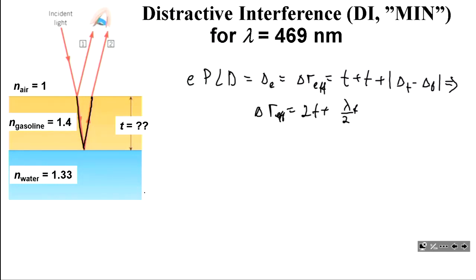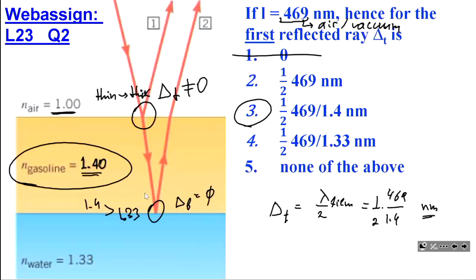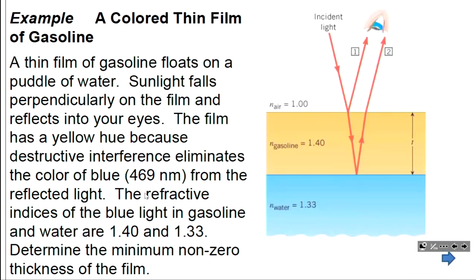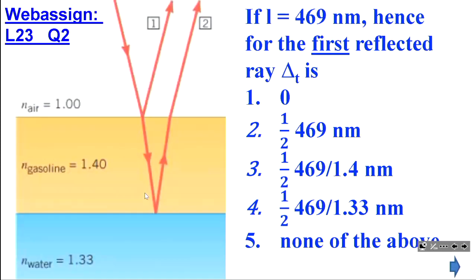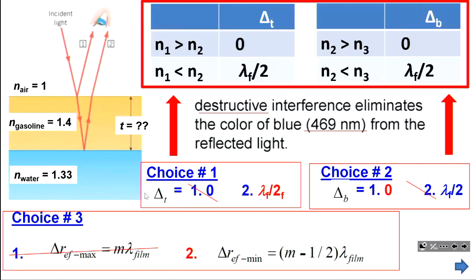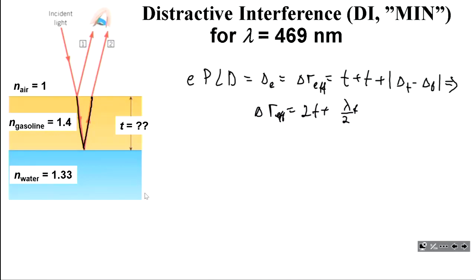Now, again, what we want to do is we want to eliminate a certain color. So this is the keyword. That's sufficient already to figure out what condition should be used. Elimination means these two reflected waves should cancel each other, which means the effective path length difference should be equal to an odd number of halves of a wavelength.